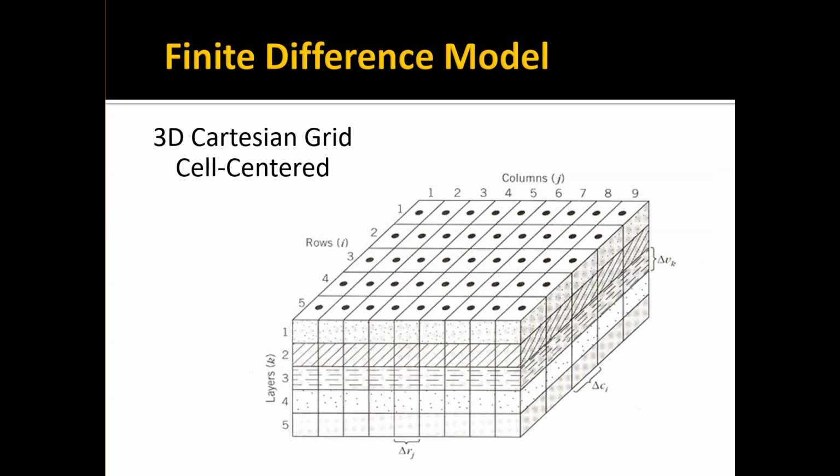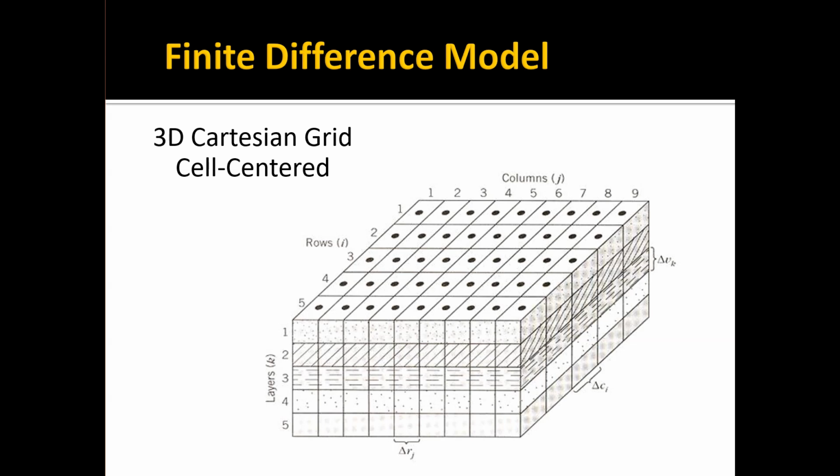Modflow primarily uses what's called a finite difference model. The USG version, which we'll talk about in a minute, does it a little bit differently, but the finite difference model version, the main version, uses what we call a Cartesian grid. Cartesian meaning it has rows, columns, and layers.